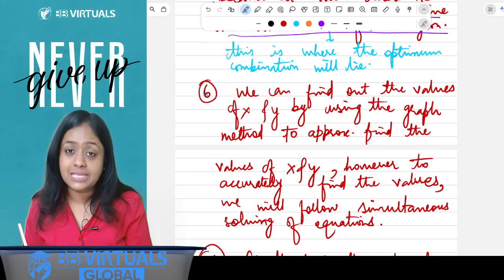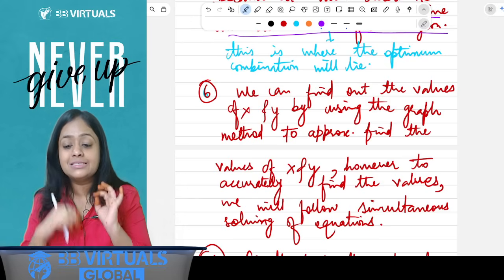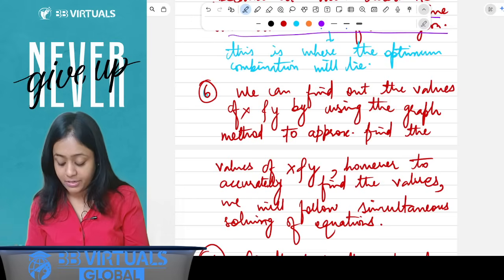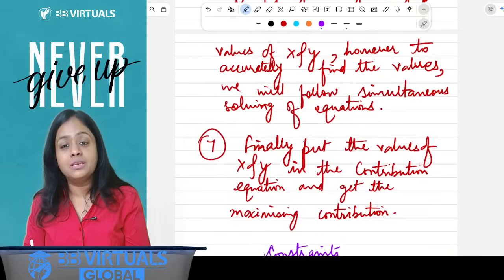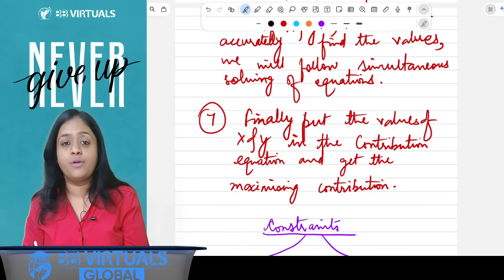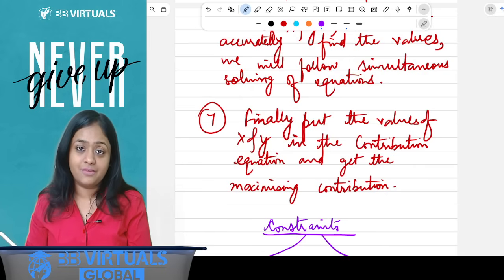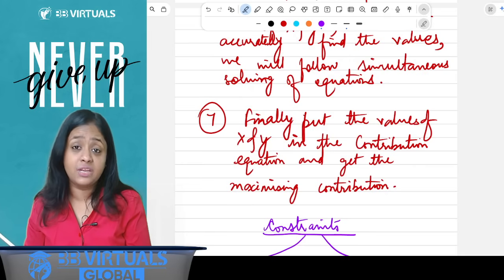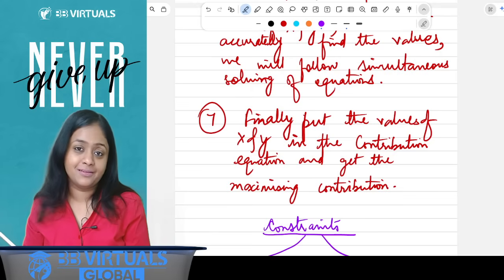But when you're writing a section C question, you need to elaborate these steps and write the answer exactly in the same steps like I have given here. So we follow the simultaneous equation solving method. Once you get the values of x and y from the simultaneous equation solving method, put these values of x and y in the contribution objective function and get the maximum value of contribution.